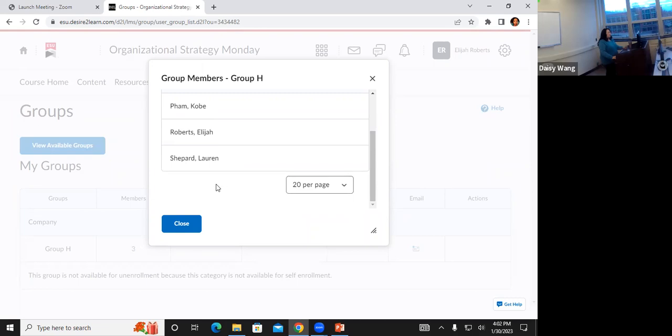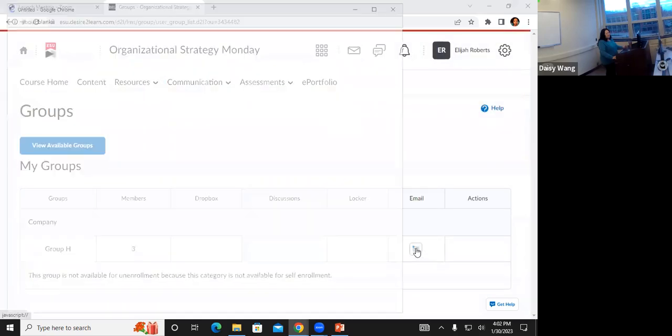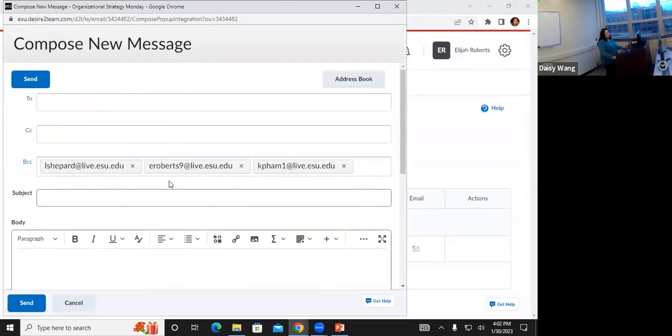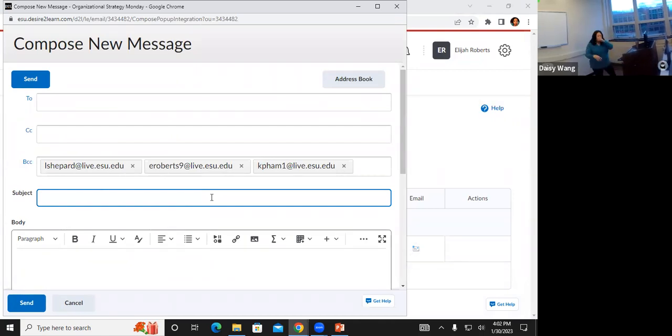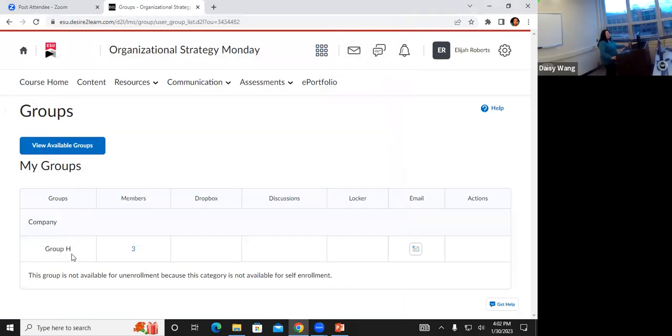Okay, so that's how you can contact your group. And then here you will get your group members' email. And then you can send an email, like if you've never been here, or you don't know who they are, you can send an email to them and exchange your cell phone number or something like that. And then from here, you will know you are company H or whatever letter it is.